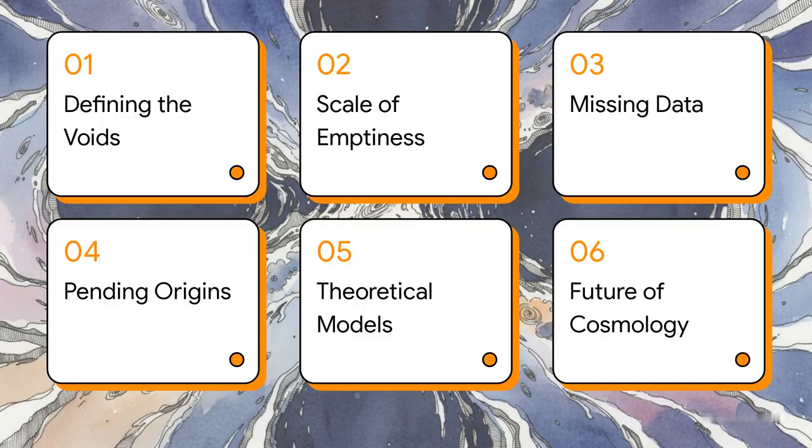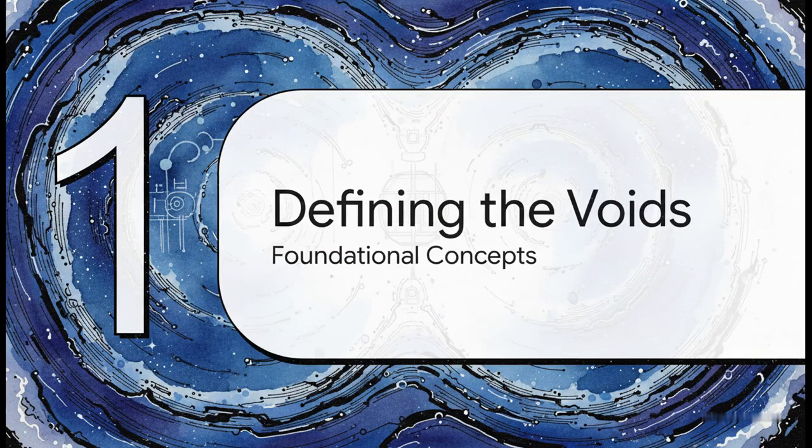To wrap our heads around this, here's our roadmap for today. First, defining the voids. Second, the scale of emptiness. Third, analyzing the missing data. Fourth, exploring pending origins. Fifth, comparing theoretical models. And finally, the future of cosmology. Kicking things off with Section 1, Defining the Voids.